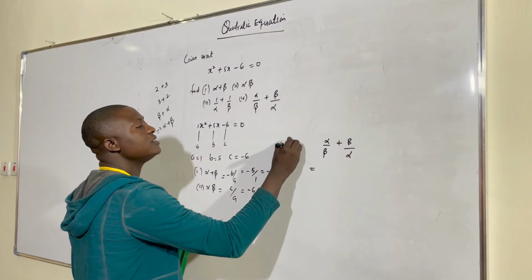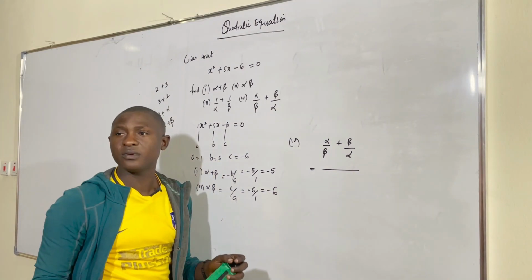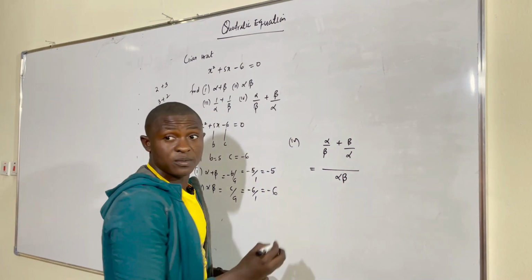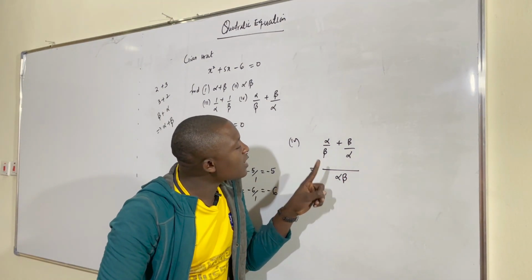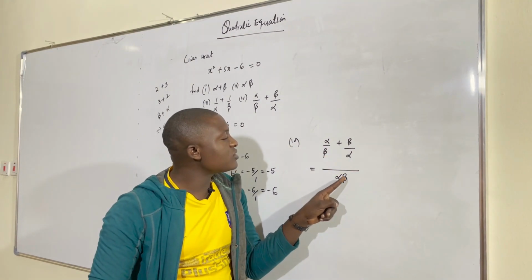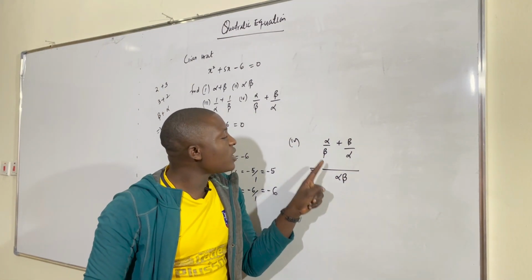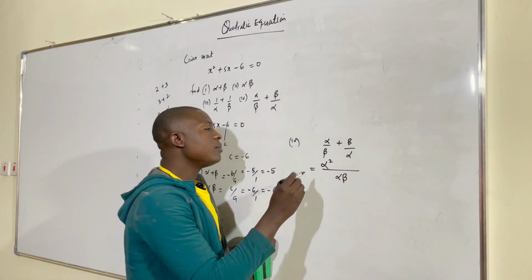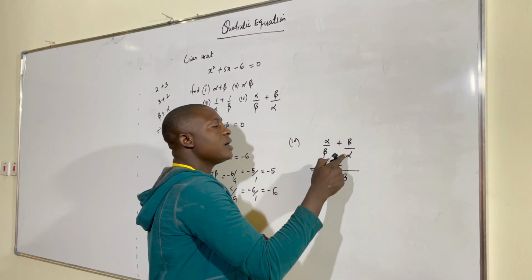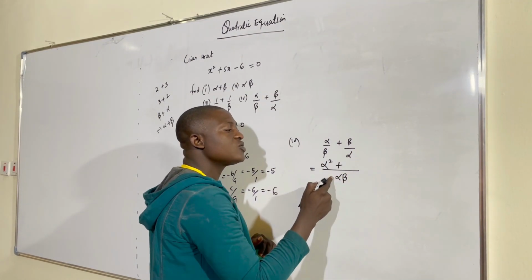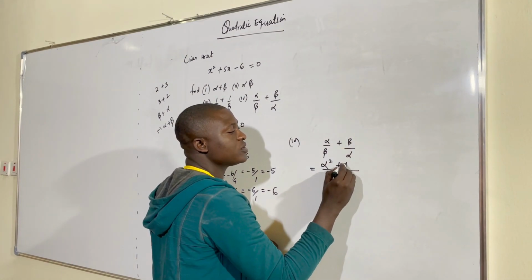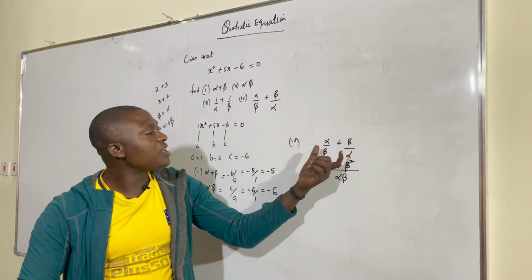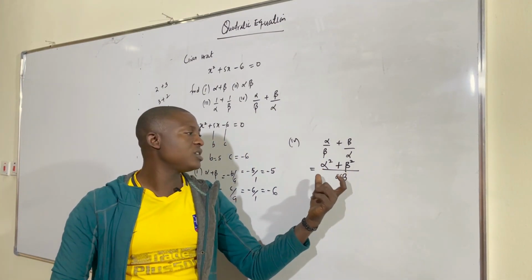The first thing is to determine your LCM, just like the way you found the LCM earlier. The LCM of beta and alpha is still going to be alpha beta. Now, how many beta can we get in alpha beta? Beta will cancel beta, and we are going to have alpha left. So alpha times alpha gives us alpha squared, plus alpha in alpha beta: alpha will cancel alpha, and we are going to have beta left. Beta times beta, of course, gives beta squared. You can see now I derive alpha squared plus beta squared all over alpha beta.